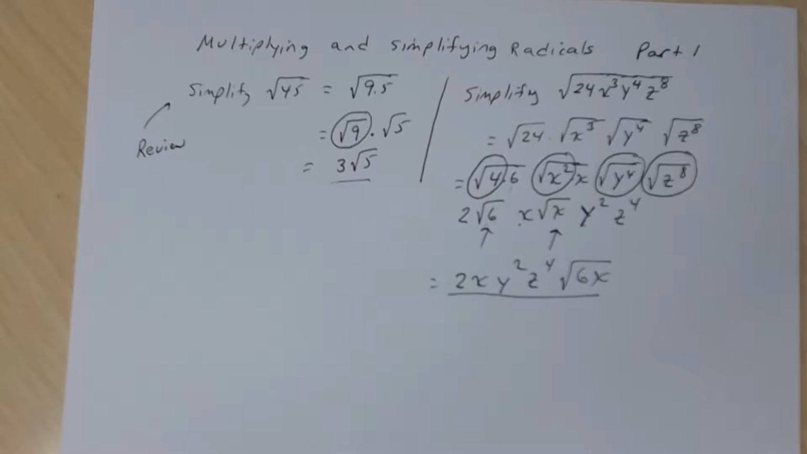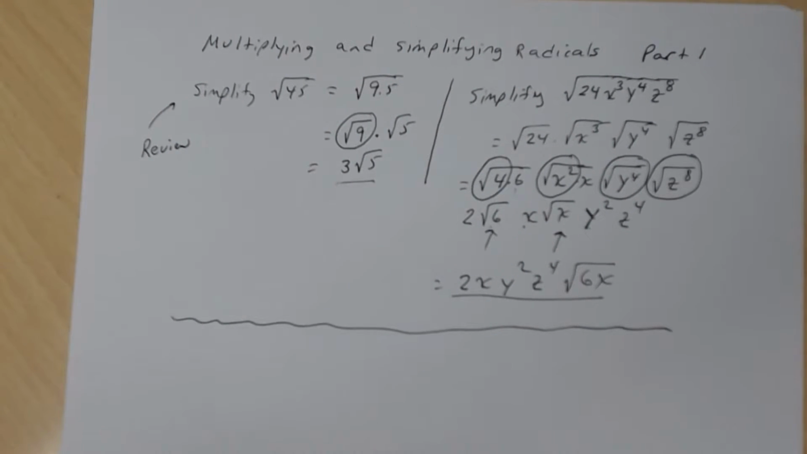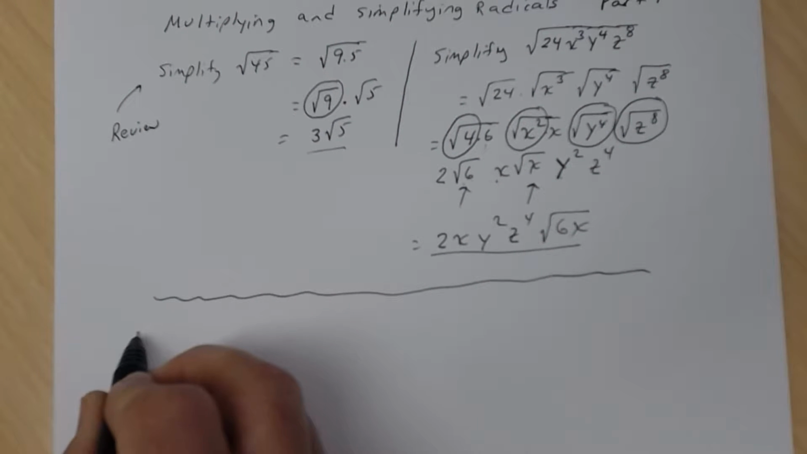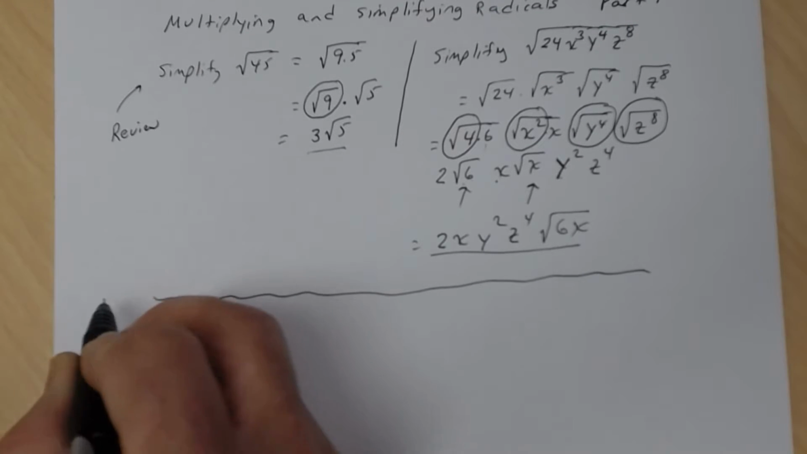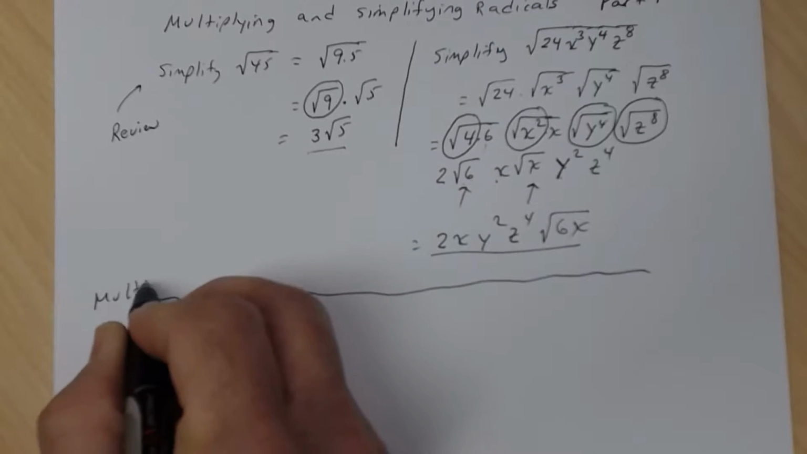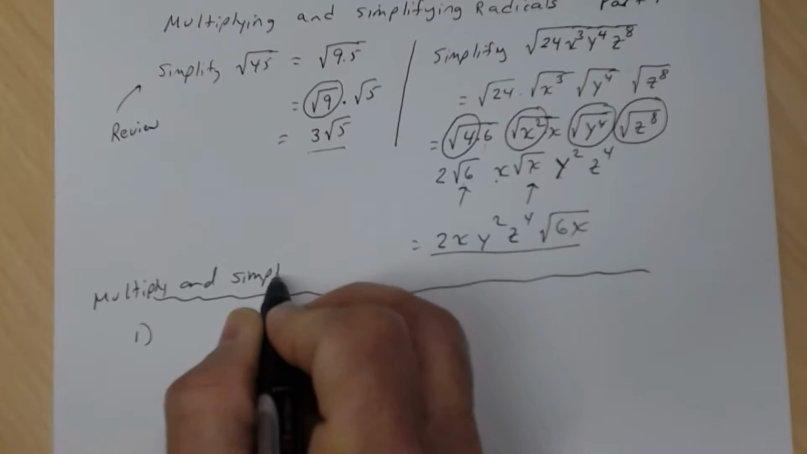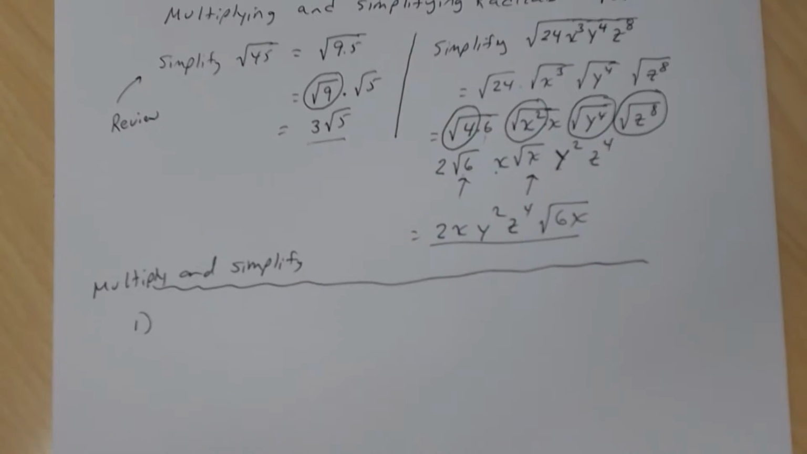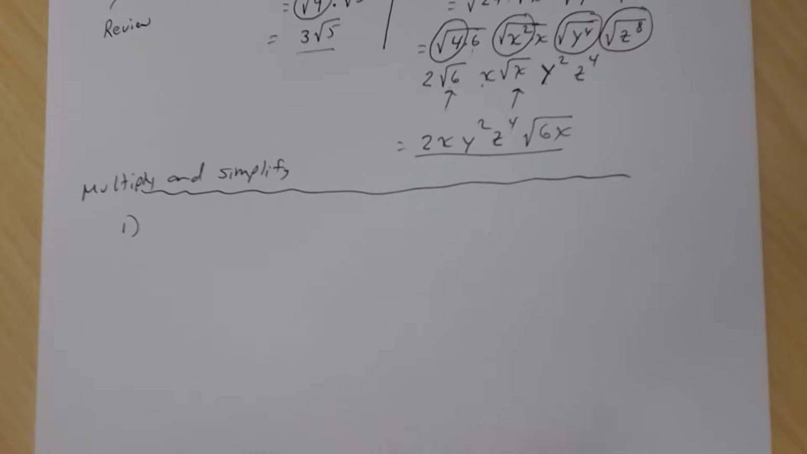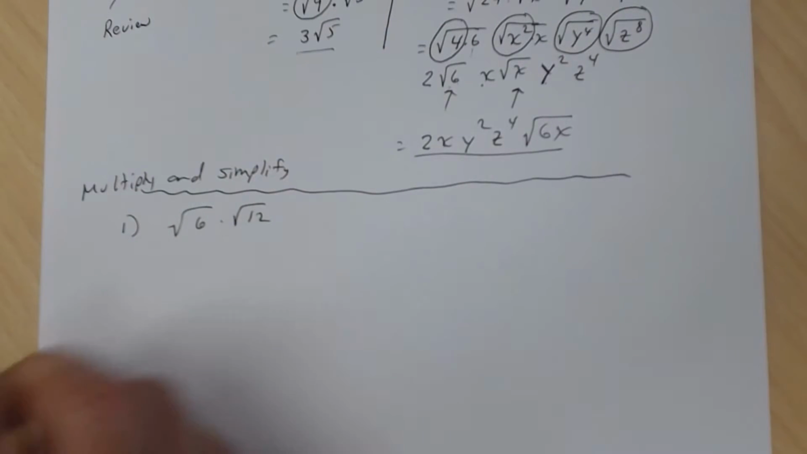Okay? All right, now let's talk about the new lesson. Number 1. The direction is going to probably say multiply and simplify. All right, so multiply and simplify. Okay, number 1, we have the square root of 6 times the square root of 12.